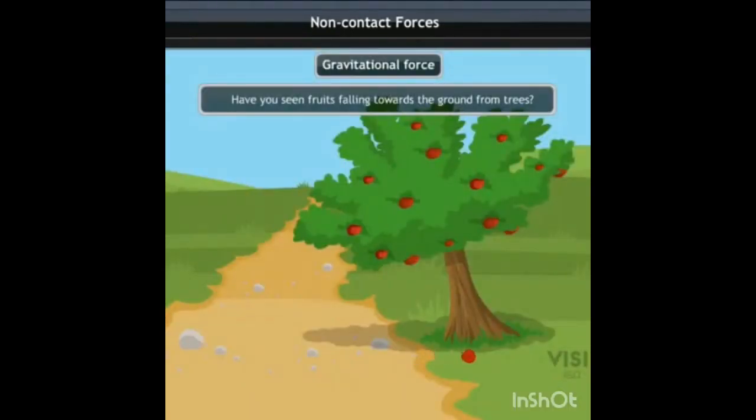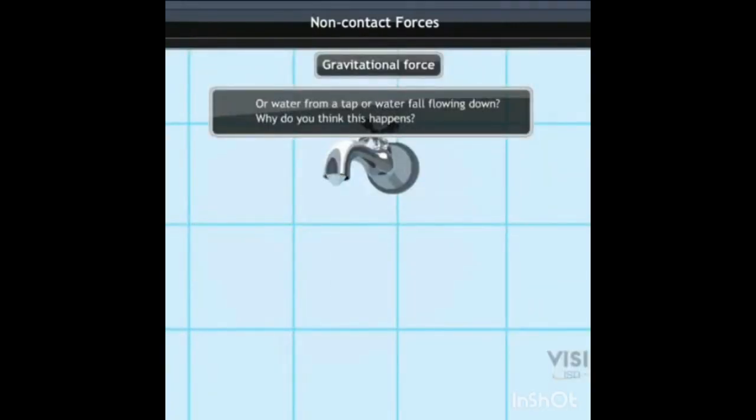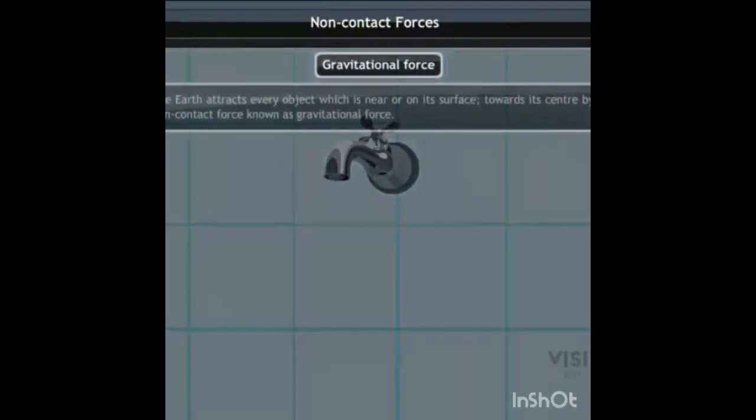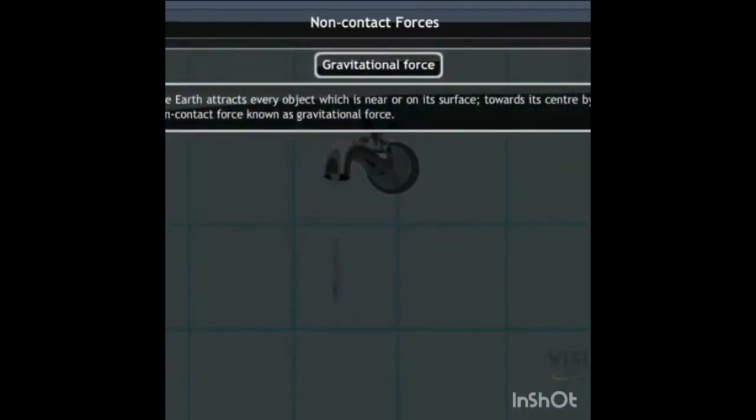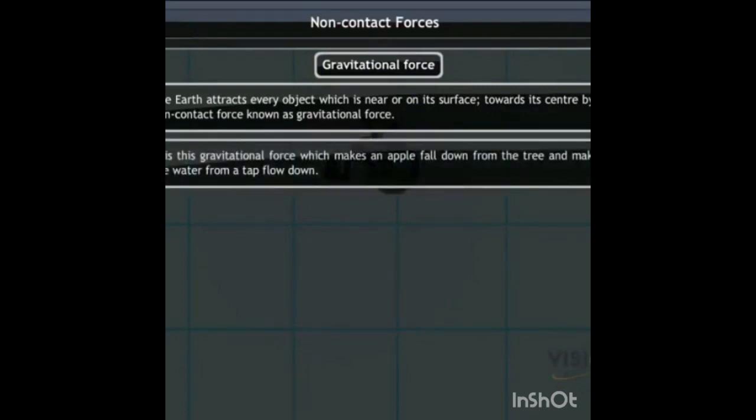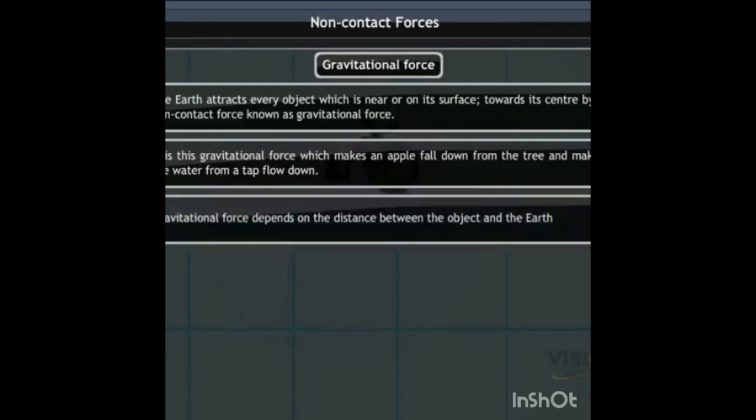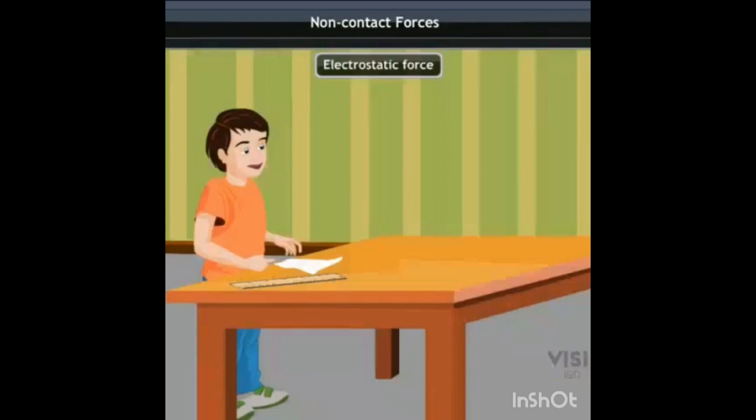Gravitational force. Have you seen fruits falling on the ground from trees or water from taps falling down? Why do you think this happens? The earth attracts every object which is near or on its surface towards its center by a non-contact force known as gravitational force. It is this gravitational force which makes an apple fall down from the tree and makes the water from a tap flow down. Gravitational force depends on the distance between the object and the earth.